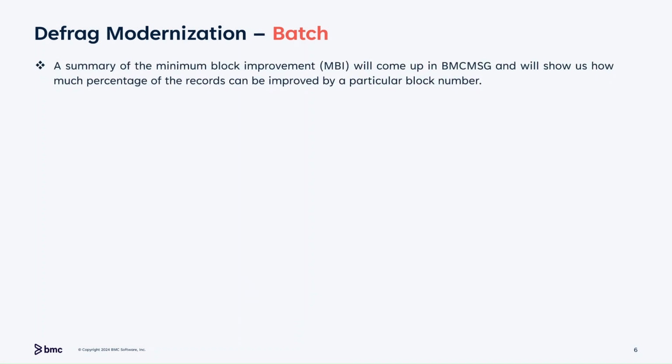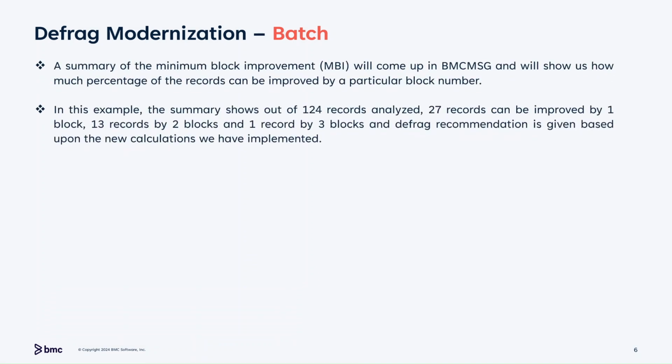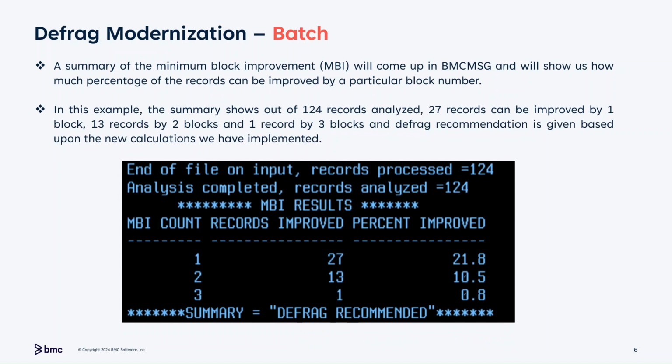In Batch, a summary of the minimum block improvement, that is MBI, will come up in BMC MSG and will show us how much percentage of the records can be improved by a particular block number. This has been explained below with an example where the summary shows out of 124 records analyzed, 27 records can be improved by 1 block, 13 records by 2 blocks, and 1 record by 3 blocks, and Defrag recommendation is given based upon the new calculations we have implemented.